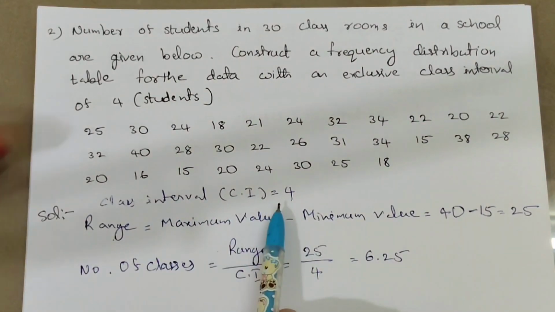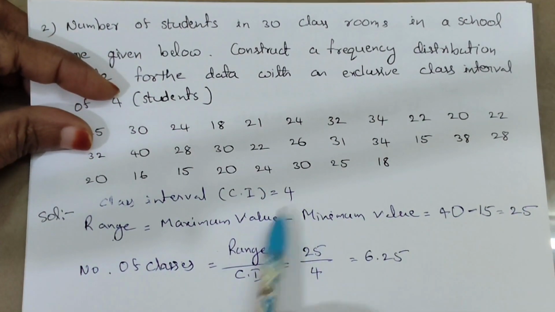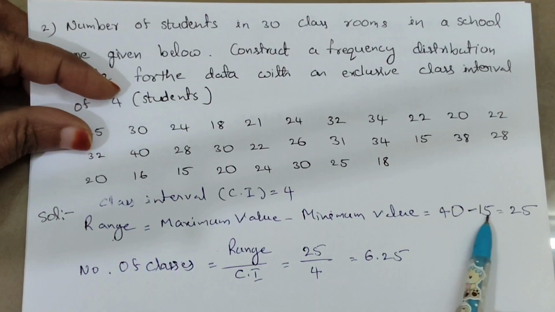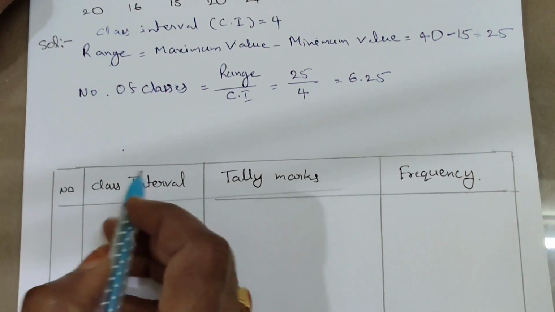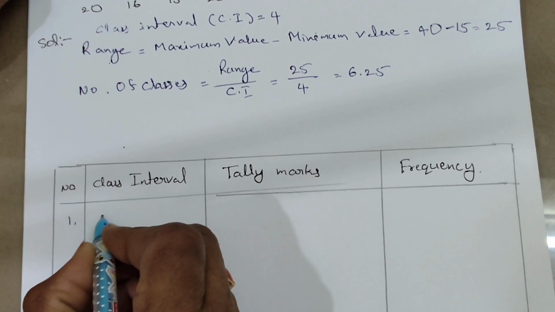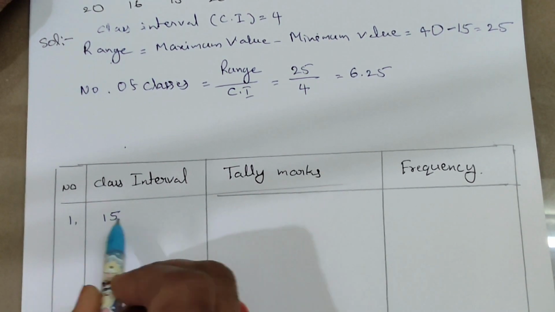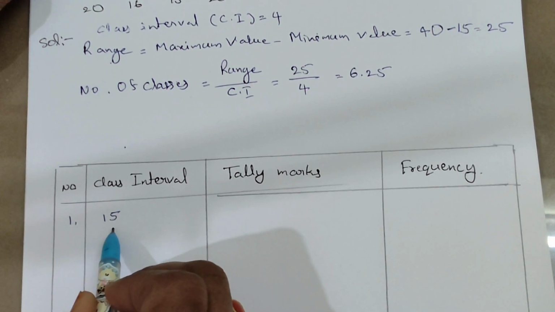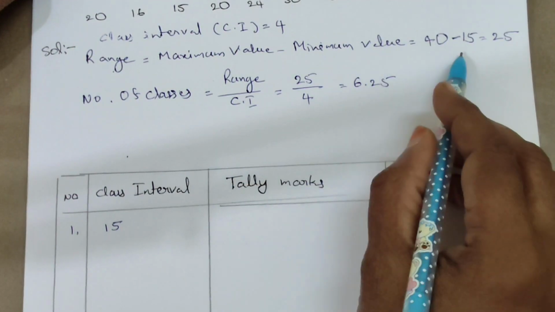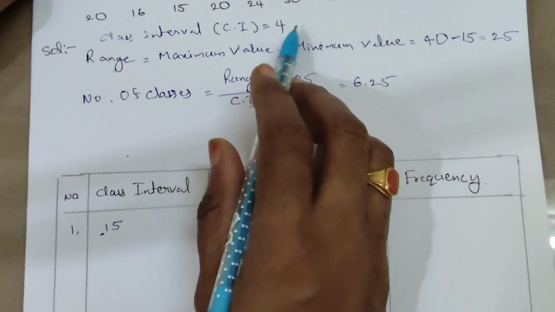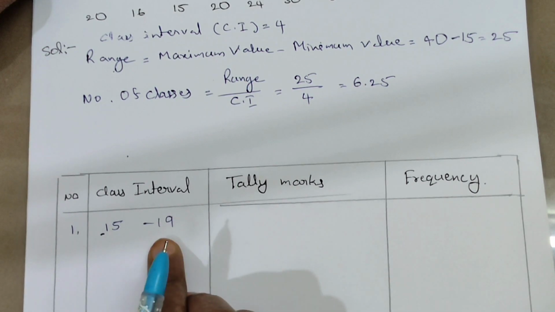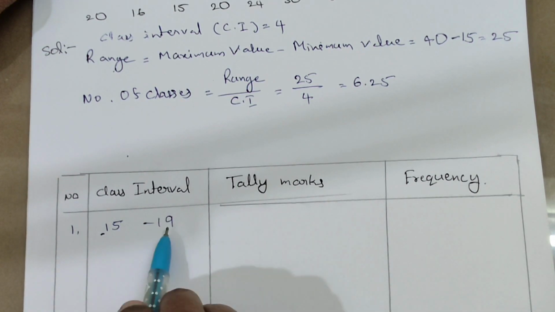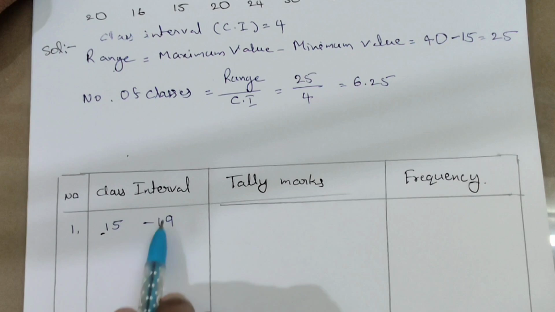Here class interval is equal to 4. We start with the minimum value, which is 15. So first class starts with 15. 15 is the lower limit of this first class. Class interval is 4, so 15 plus 4 equal to 19. 19 is the upper limit of the class. Here 15 to 19 is a class interval. This is the first class.